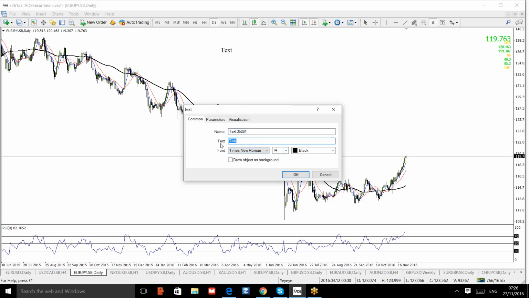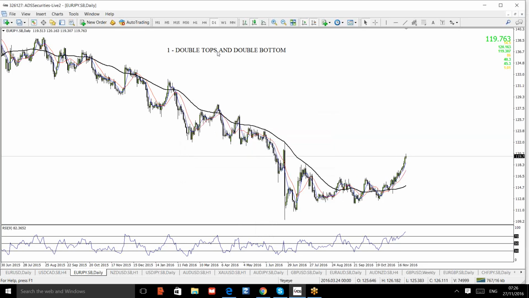Okay, first of all, I'm going to start with double tops and double bottoms, guys. We have learned this in lecture 2, I think, when we spoke about the entries, if you guys remember. So guys, the double bottom first looks like a W, guys.